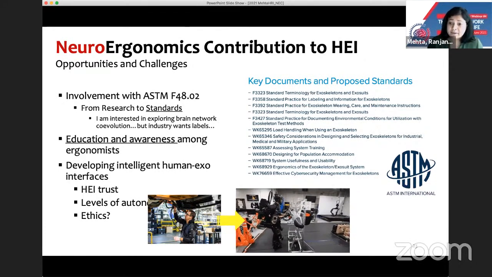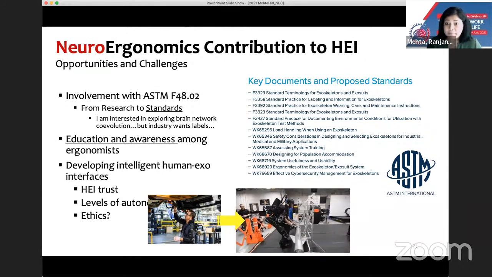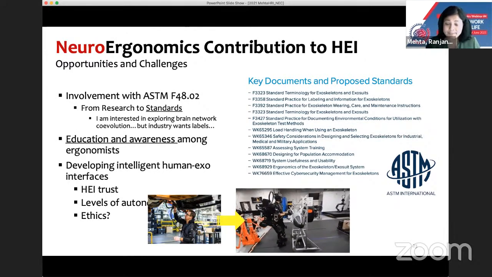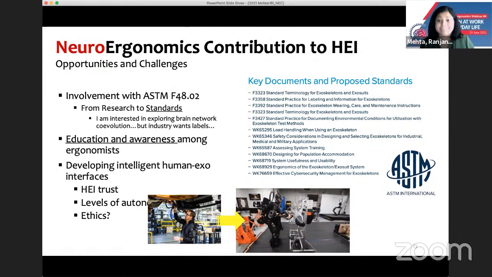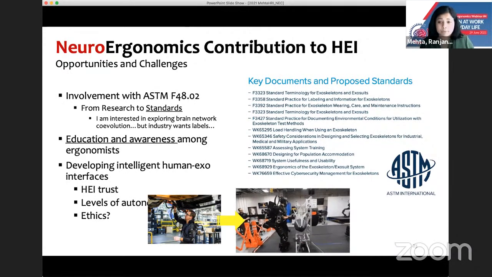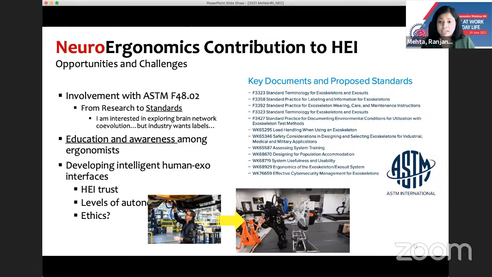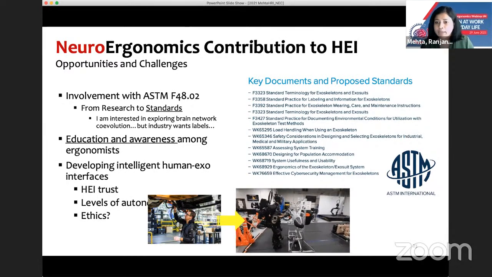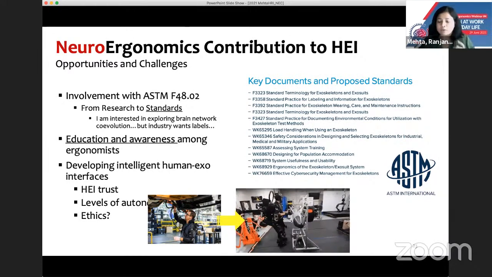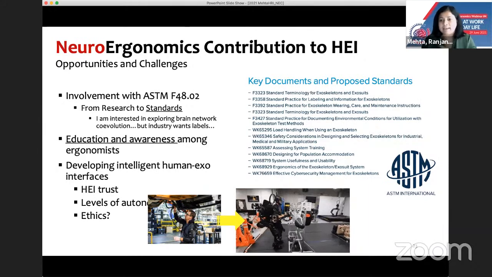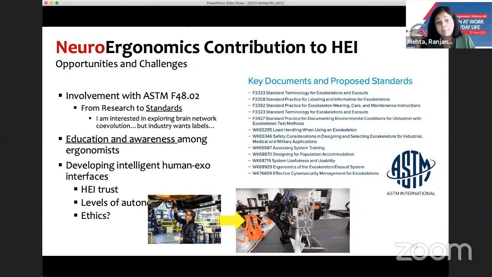Education and awareness among ergonomists is a big issue. Telling an ergonomist that looking into the brain can give you more information has been a challenge for the last 10 years. They are receptive to it, but we need to talk their language. And so how do we get to that? I'm interested in understanding brain networks, but an industry person is interested in getting a number.